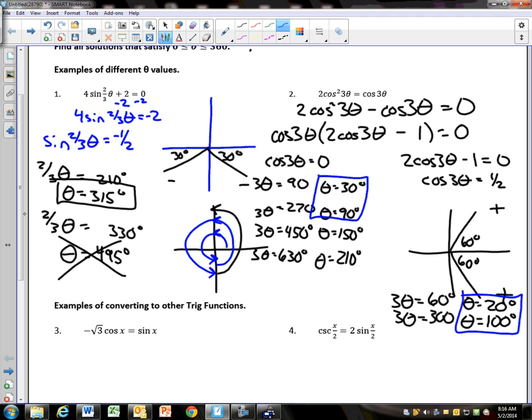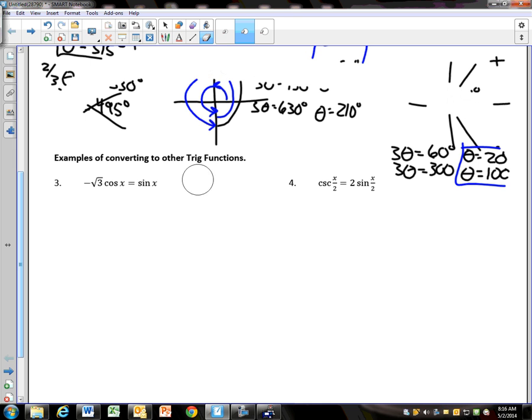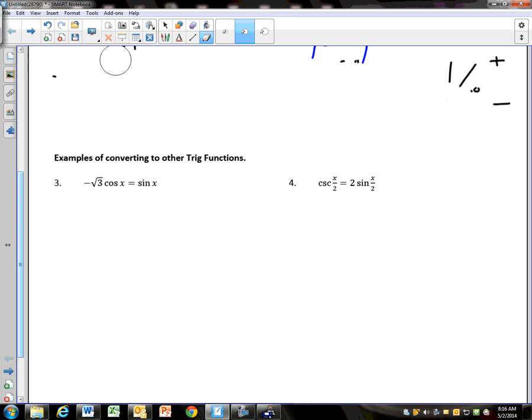You got to remember, if you have a number in front there, first inverse sine or inverse cosine, then get rid of your 2/3 or your 3, whatever it would be. Okay? All right. These two are actually a little bit easier. These involve examples of converting to a different trig function. So what do you notice is different about problem 3 compared to anything we've seen before?